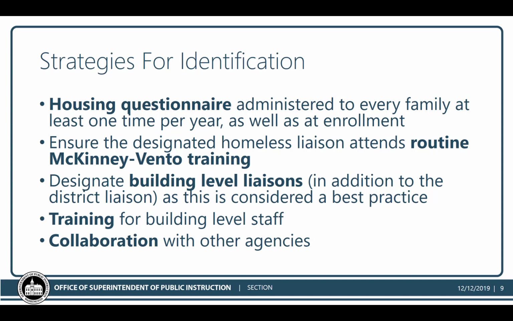Strategies for identification. Housing questionnaires should be distributed to every family at least one time per year, usually at the very beginning of the school year, and they should also be provided in all new enrollment packets. This is a proven strategy and provides active identification of students rather than waiting for parents or youth to self-identify.